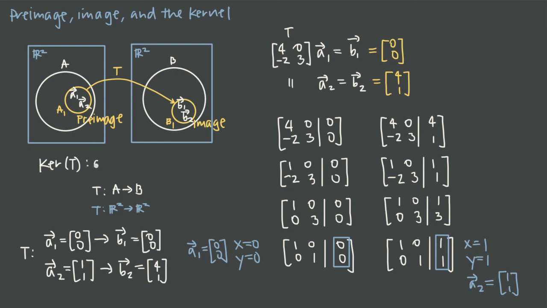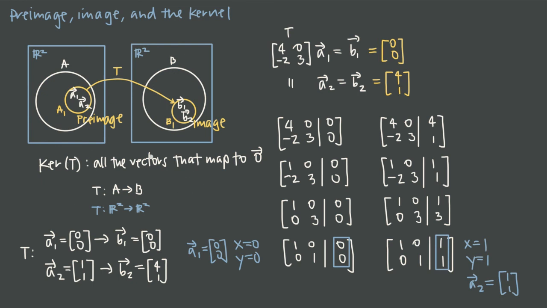And that's just all of the vectors that map to the 0 vector. So any vector that maps to the 0 vector in the image is part of the kernel. So in this case, because the 0 vector in A over here, this A1 vector, mapped to the 0 vector, we would say that the 0 vector is actually part of the kernel.